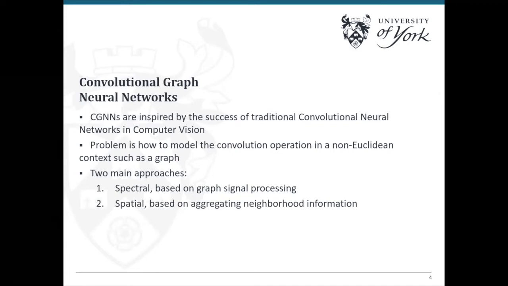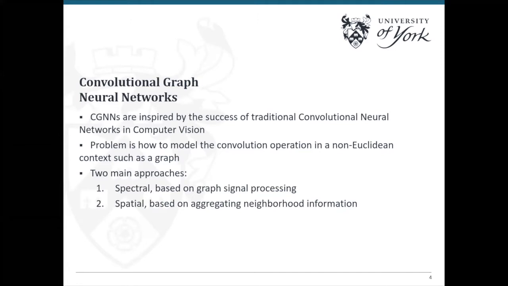Convolutional graph neural networks have been inspired by the success of convolutional neural networks in computer vision. Obviously many of the advances in recent years in computer vision on ImageNet or similar competitions have been due to very deep convolutional neural networks. Now, you can decide to interpret an image as effectively just a particular kind of graph, but most graphs do not have the properties that traditional Euclidean images have. So modeling convolution in this context is not trivial.